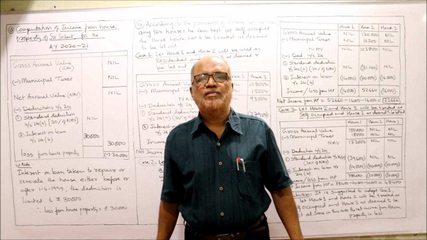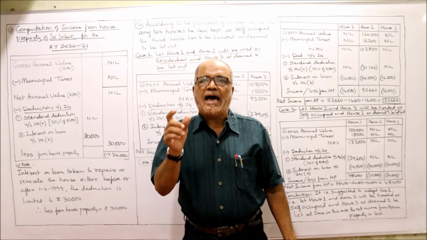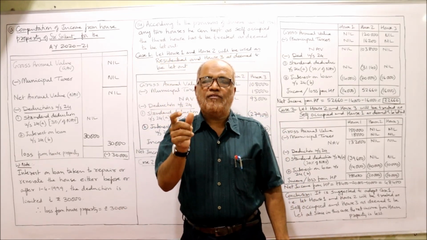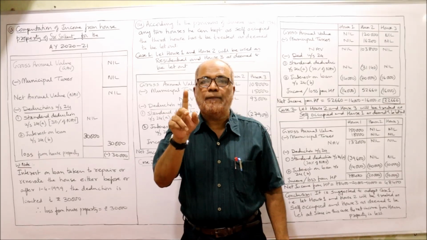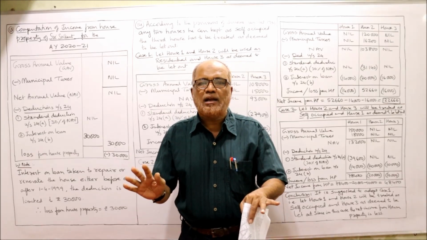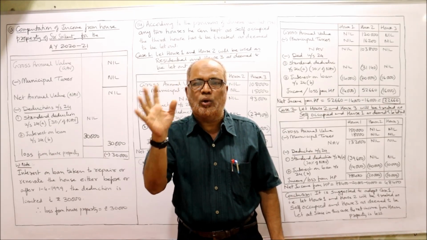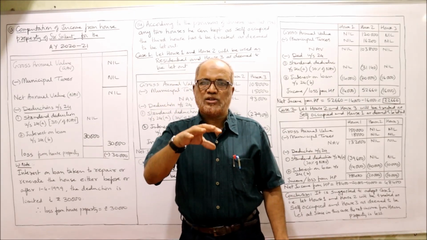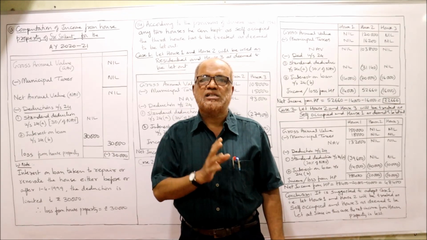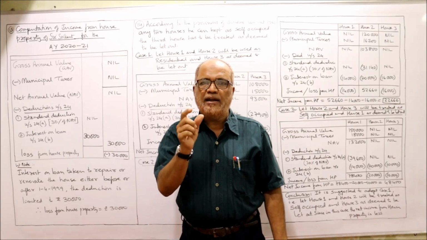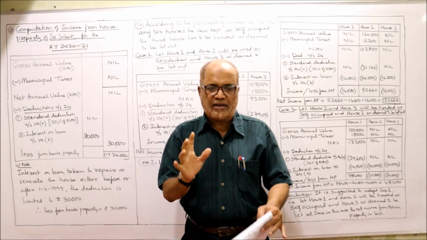So already in the previous video I explained to you the annual value: the NAV of a self-occupied house will be nil. No deductions are allowed under section 24 except one deduction, that is interest on loan taken to purchase, to construct, to repair, to renovate or to reconstruct the house. Only interest on loan will be allowed, right?